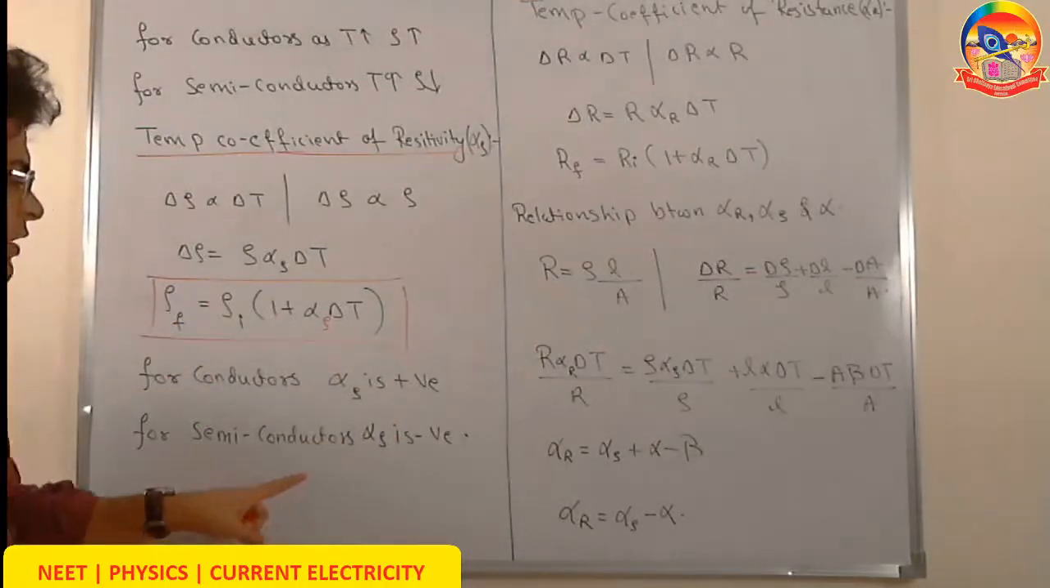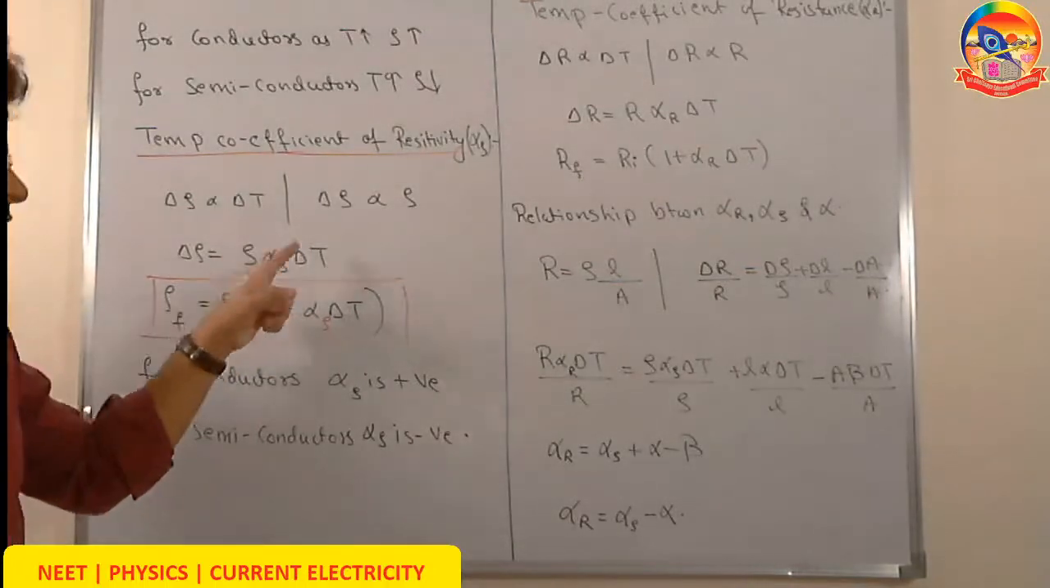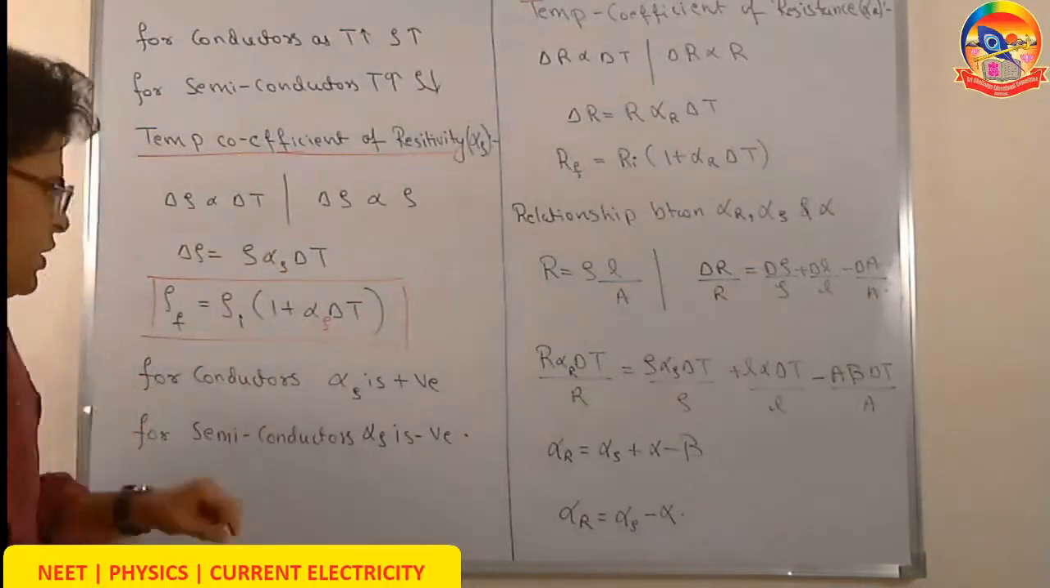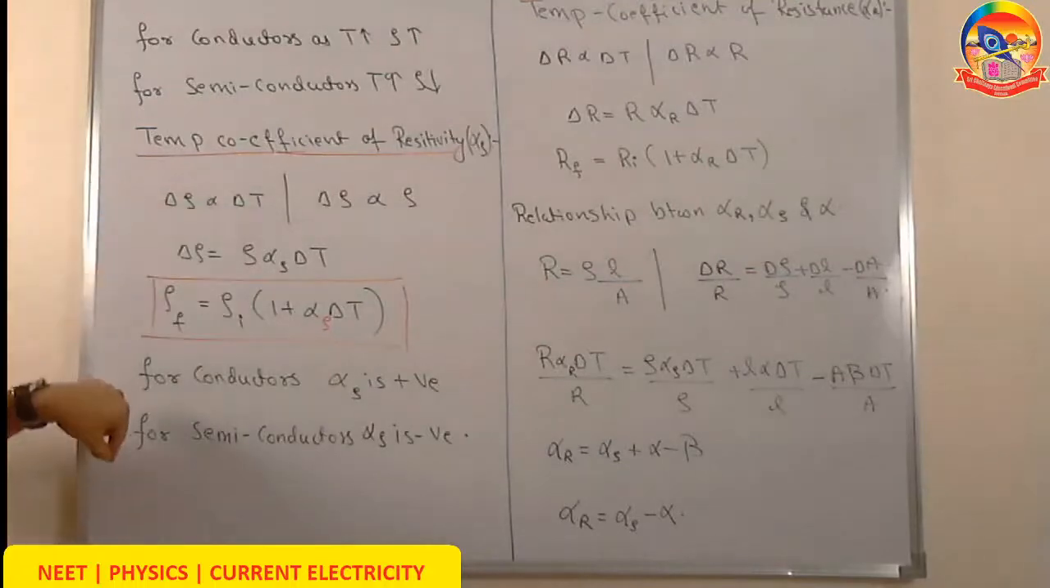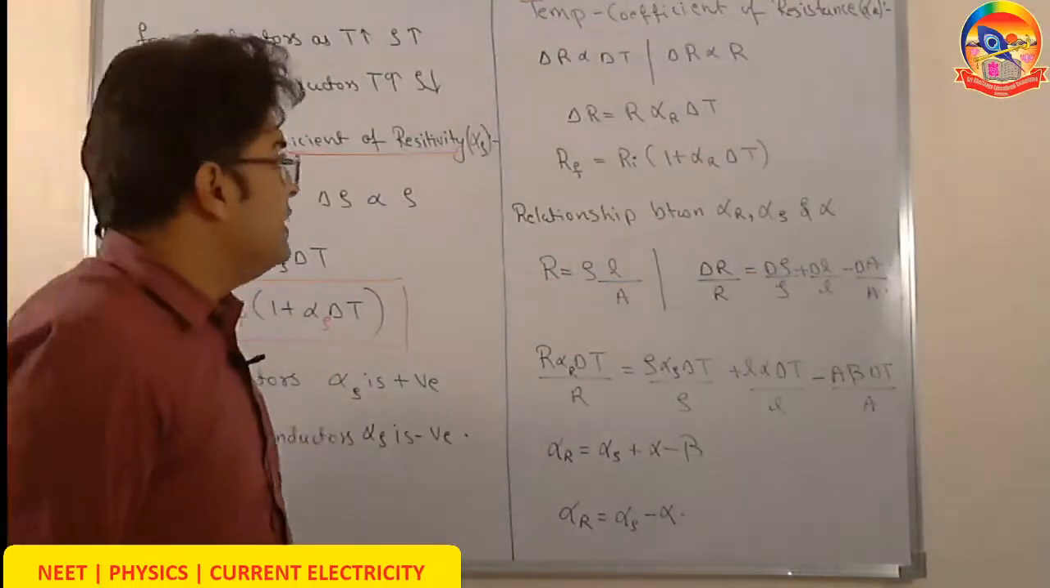For semiconductors, the thermal coefficient of resistivity is negative. Why? When the temperature increases, delta T is positive, but for semiconductors, the change in resistivity is negative because the resistivity decreases. So for semiconductors, alpha rho is negative.